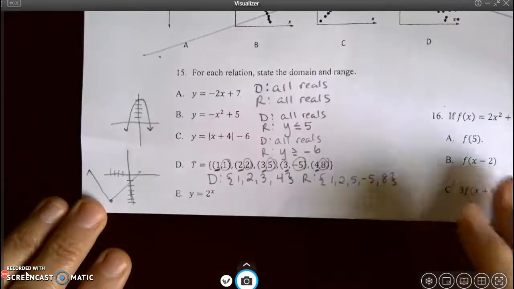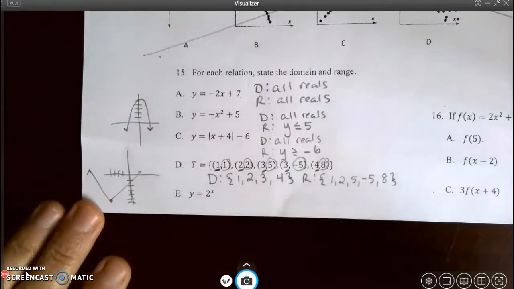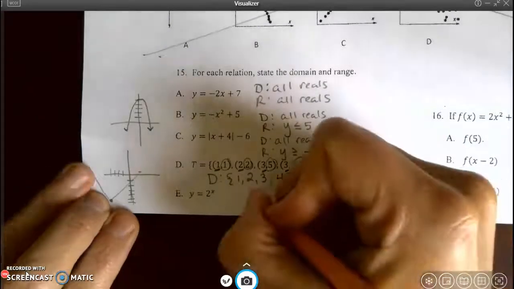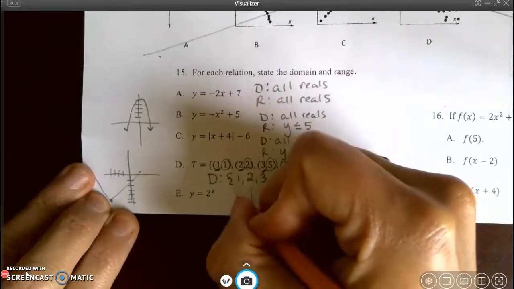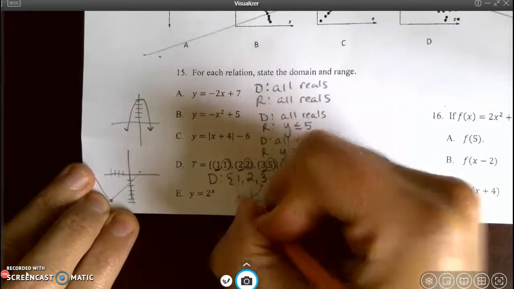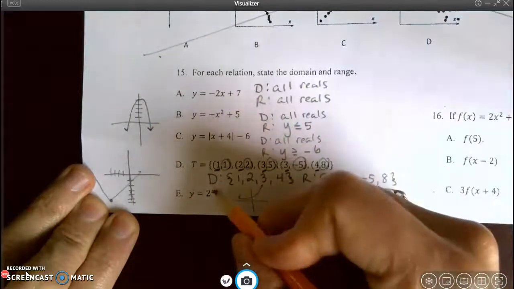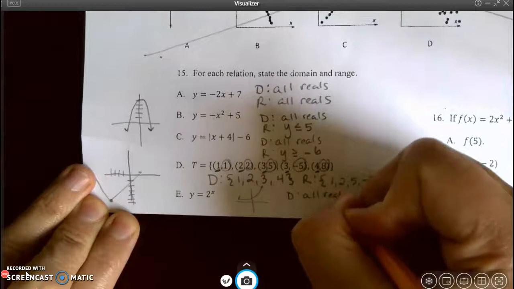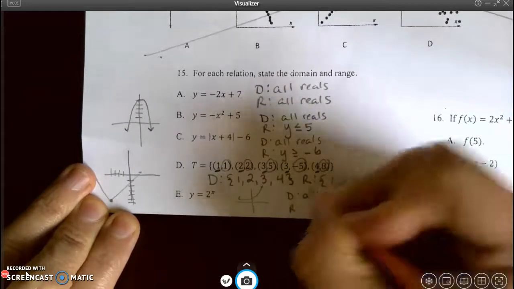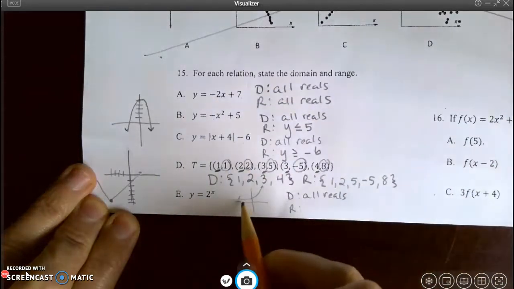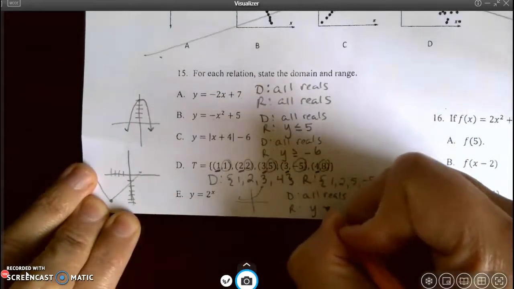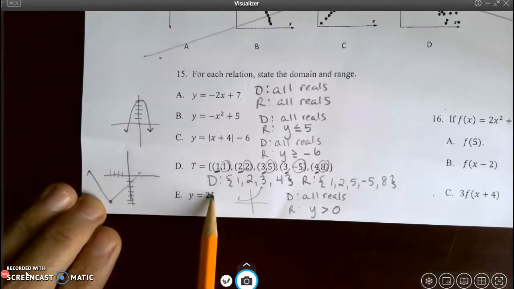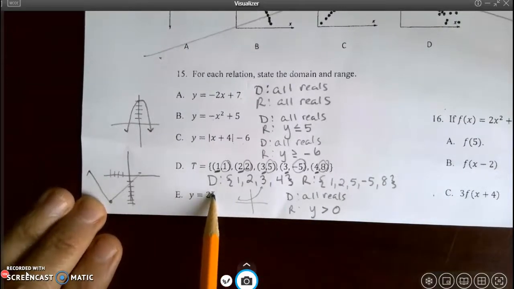And letter E, I know is an exponential graph. Again, I can put it in my graphing calculator and take a look at it. It's going to be a curve that increases. I know that I can put any value in for x that I want, so all reals. But I notice that it never reaches 0 and it never goes below, so y has to be greater than 0. It cannot equal it though. Exponential functions never actually reach 0.